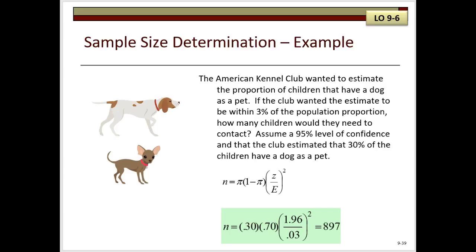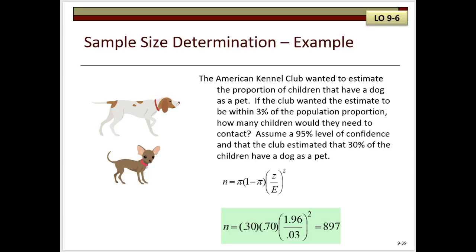Then, using the initial estimate by the club that 30% of the children have a dog as a pet, we substitute 0.3 for pi in the formula. Thus, 1 minus pi is 0.7. Since the club wants the estimate to be within 3 percentage points of the population proportion, we substitute 0.03 for E, the error, into the equation. Solving for n, the sample size, we obtain the answer of 897.